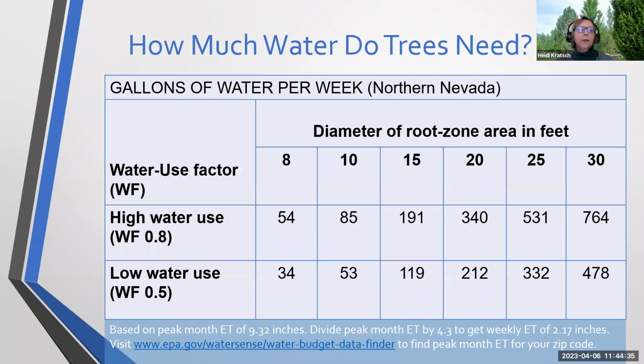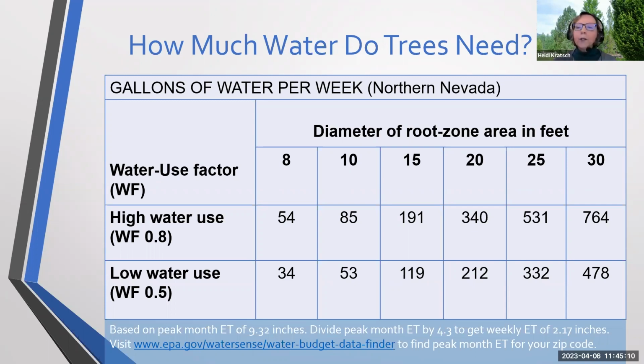And I just chose the two extremes, 0.8 and 0.5, so 0.5 being the drought tolerant tree. You could set up a table like this easily for your area. It's just a little bit of math, and you have to get onto the EPA's website and get your peak month ET rate. Just make sure you divide that by 4.3 to get a weekly rate, because again, this is the amount of water a tree needs in gallons during the hottest part of the year. So it's a weekly water needs during the hottest part of the year, usually July and August.